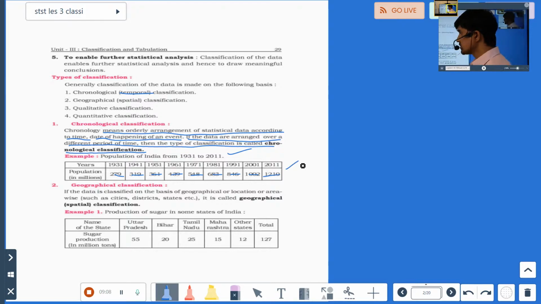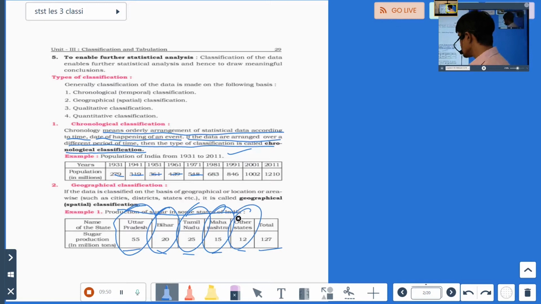Next you have geographical. Geographical means on area, on space. If the data is classified on the basis of geographical location or area wise, such as cities, districts, states, etc., it is called geographical classification, or also called spatial classification. Okay, example, see, they have given production of sugar in some states of India: Uttar Pradesh, Bihar, Tamil Nadu, Maharashtra, other states, total. Now they have given production of sugar based on state names.